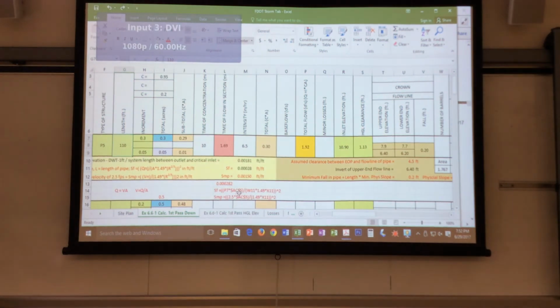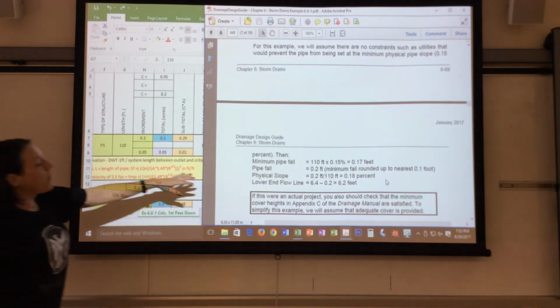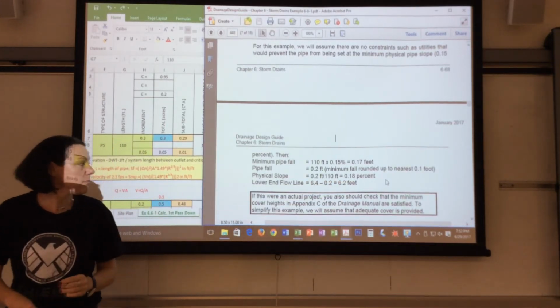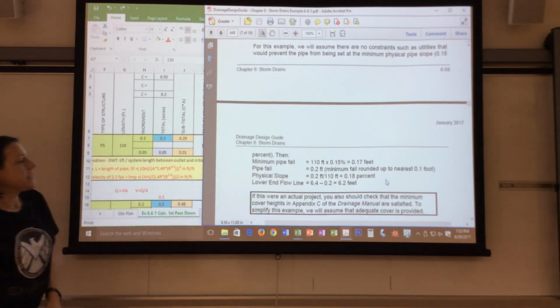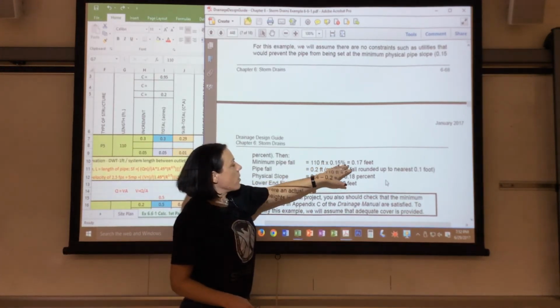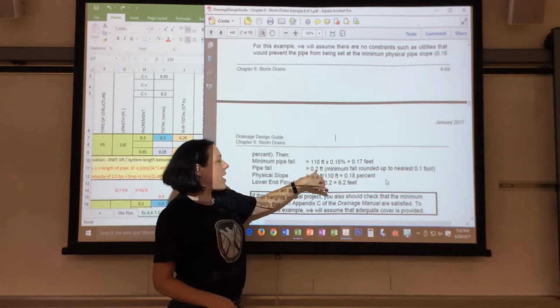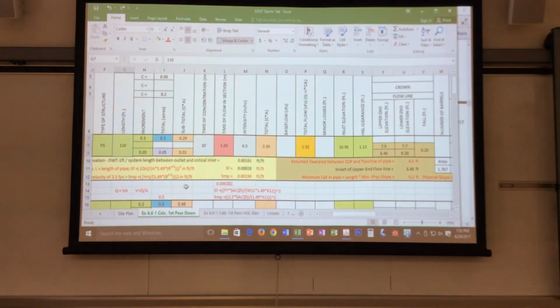Now, going back to the instructions. So we have that fall, and it actually is 0.18%, the physical slope, if I take the 0.2 divided by the 110, okay? The 110 times 0.15 gives me 0.17. They want you to round it to the nearest tenth of a foot. That's why it's 0.2.